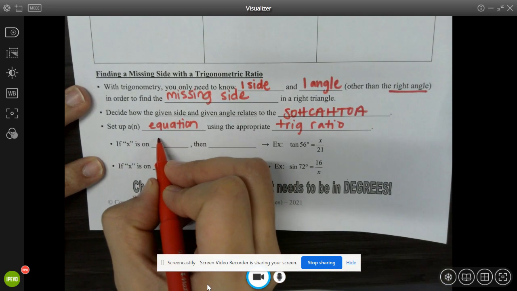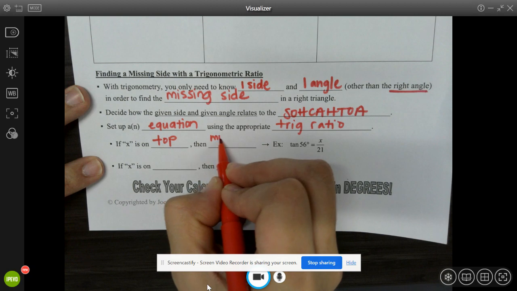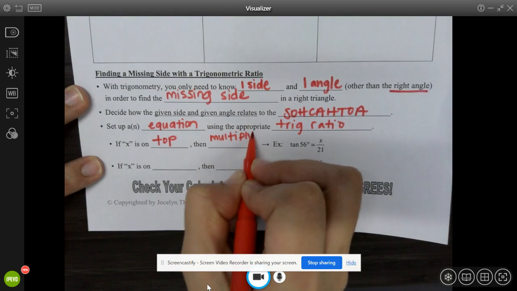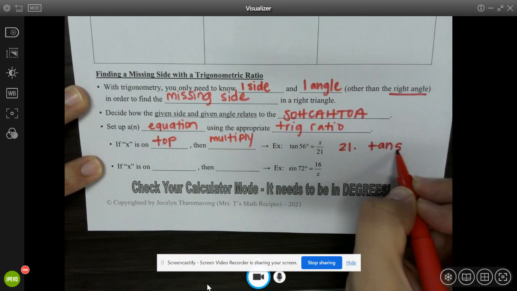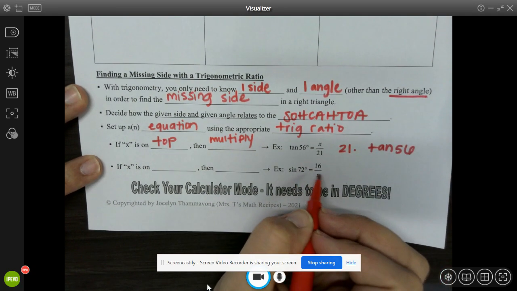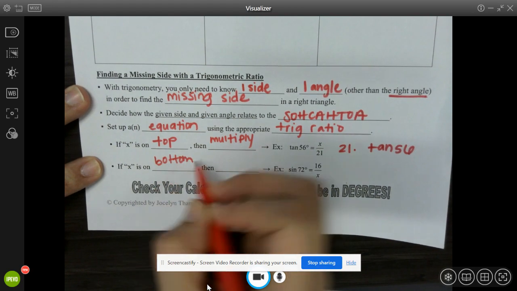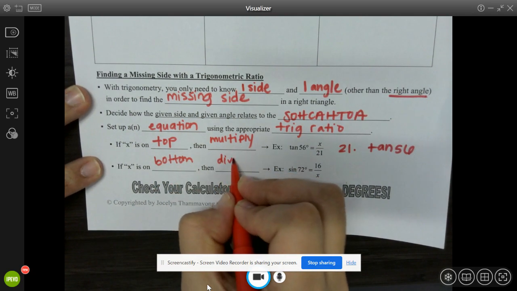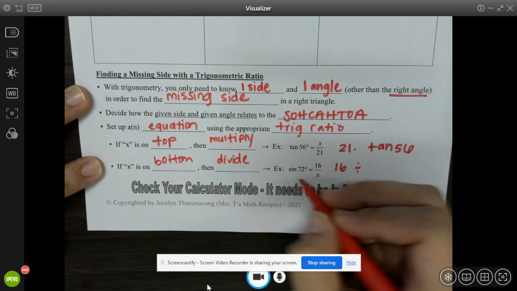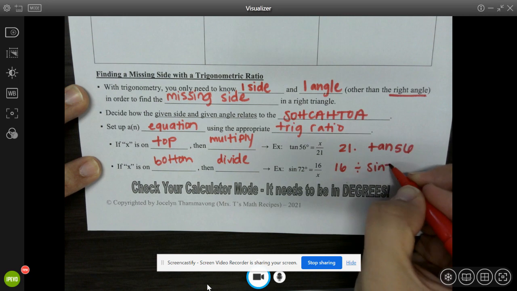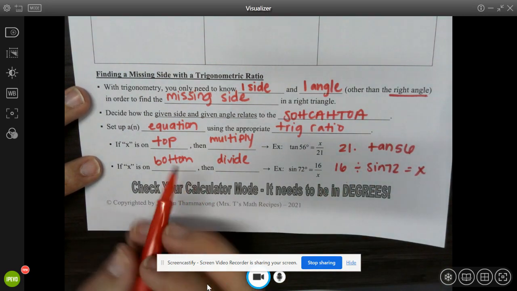If X is on the top of the fraction, then you're just going to multiply to get X by itself. So we would multiply 21 times tangent of 56 to get our answer. If X is on the bottom, then we're actually going to divide. And we're going to divide 16 by sine of 72. And that's going to give us X. So that's what we would type in our calculator.